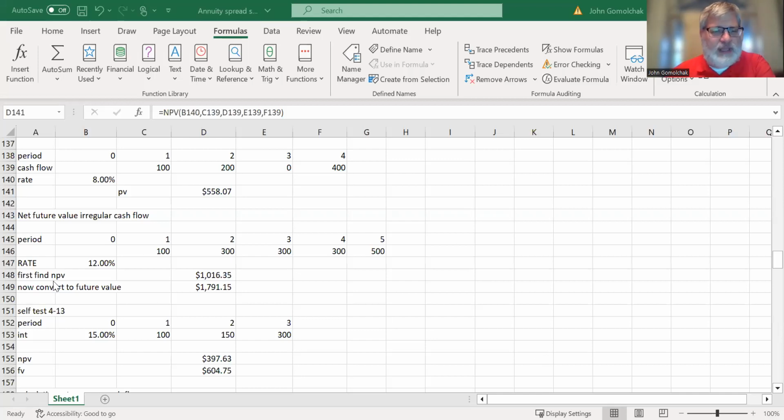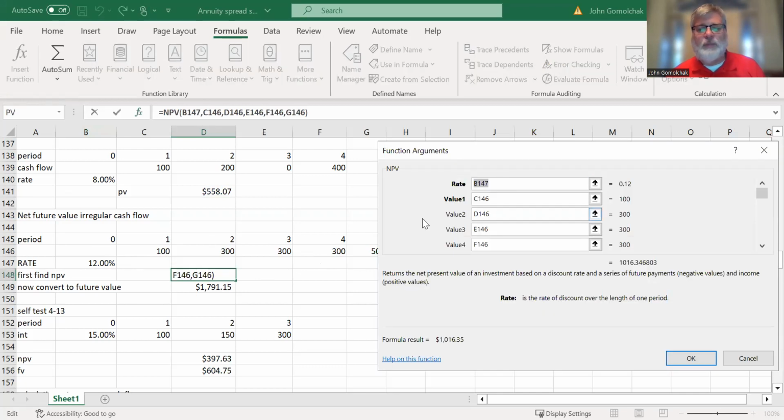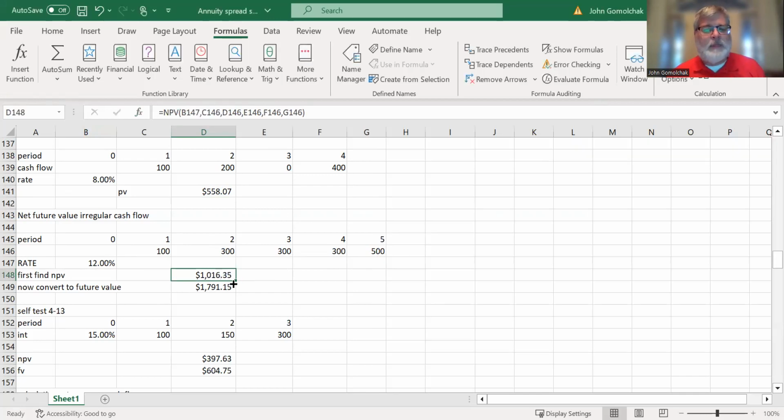That's this example here. So period 0, 1, 2, 3, 4, 5, nothing in period 1, then 100, 300, 300, 300, 500. The rate is 12%. First thing I did was I found our net present value. So I used the NPV function and I put in my variables. There's my rate, and then I have my cash flow, 1, 2, 3, 4, 5 of them. If you see, I have to go down 1 to get to value 5. And then I hit OK, and I come up with the net present value of these cash flows.